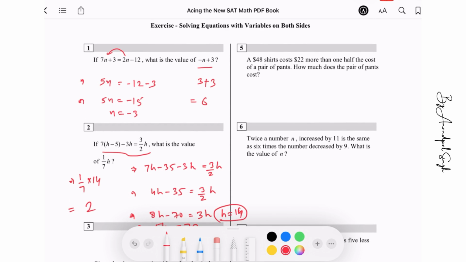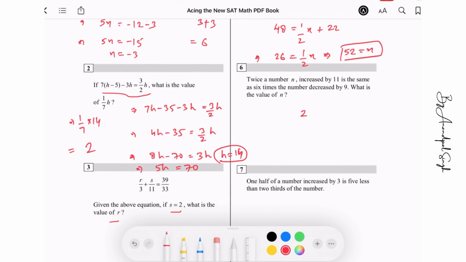A $48 shirt costs $22 more than one half of the cost of a pair of pants. Let the cost of the pants be x. How much does the pair of pants cost? So this is 26 equals half x. I've just subtracted 22 from both sides and then multiplying by 2, I get 52 equal to x. It means that the cost of the pair of pants is $52.